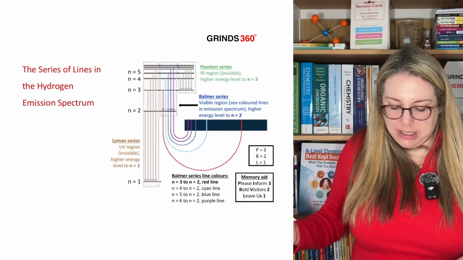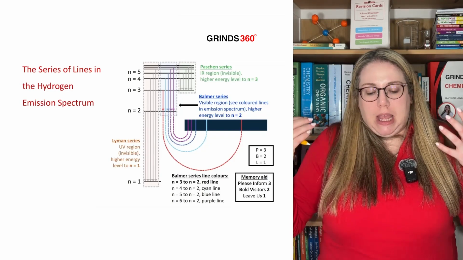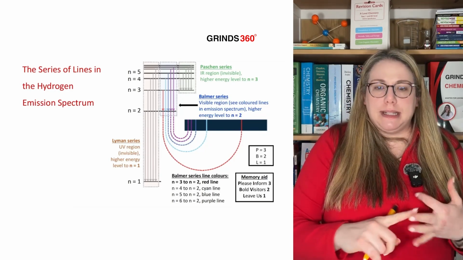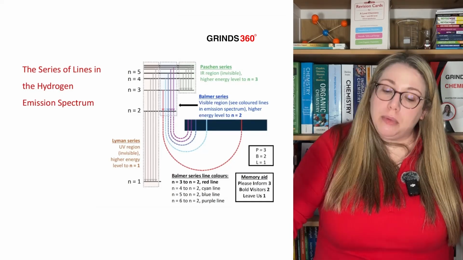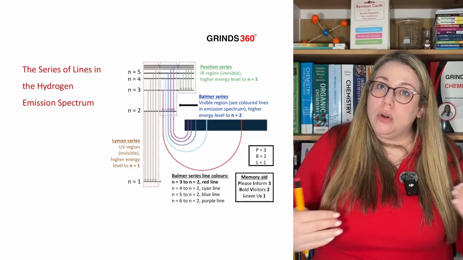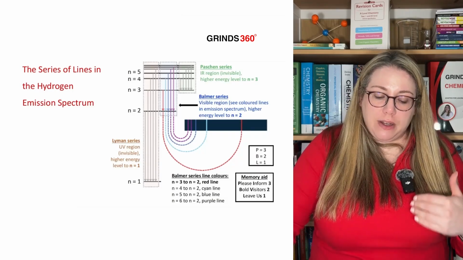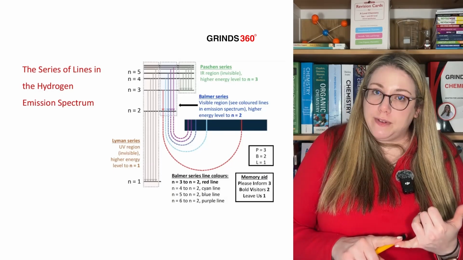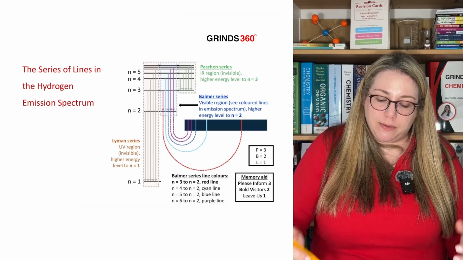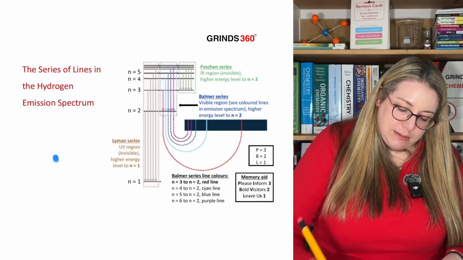Now, on the next page, the series of lines in the hydrogen emission spectrum. So we have the Paschen, Balmer and Lyman series. Now, don't have a heart attack. Again, you're not going to have to label this diagram, and we're going to take it step by step, and I'm going to draw it with you. So the three series of lines are shown. Now, if you look on the left-hand side of that diagram, you can see n = 1 for the first energy level, n = 2, 3, 4, and 5. Now, what that is, because a lot of people get confused with this.